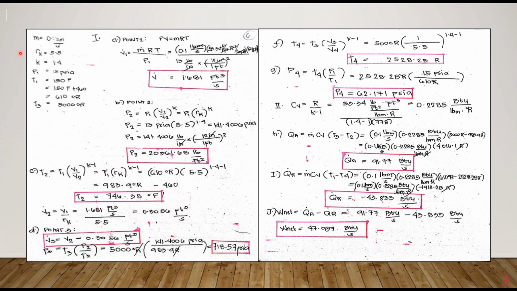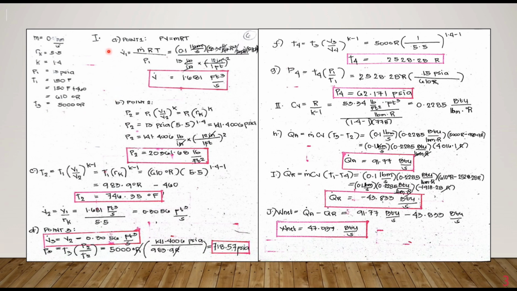So first, we are going to write the given. So we have m is equal to 0.1 lbm per second, and rk is equal to 5.5, and then the k is equal to 1.4, P1 is equal to 15 psia, and T1 is equal to 150 degrees Fahrenheit. To convert degrees Fahrenheit to Rankine, we have to add 460, so we get 610 degrees Rankine. And for our T3 is equal to 5000 degrees Rankine.